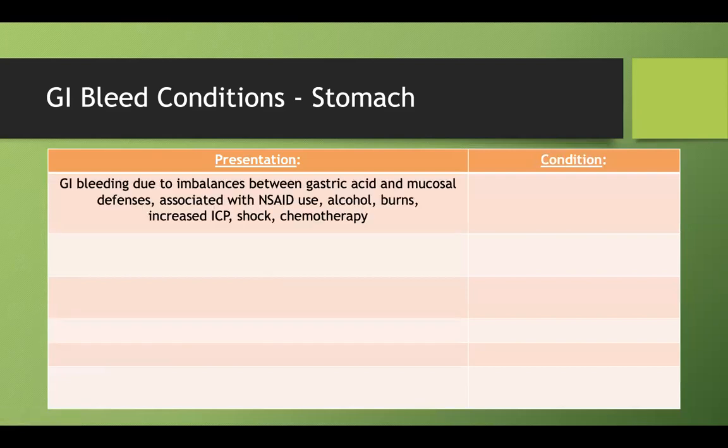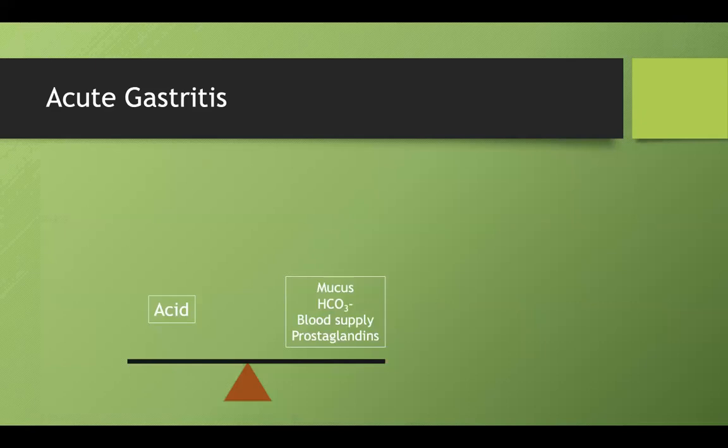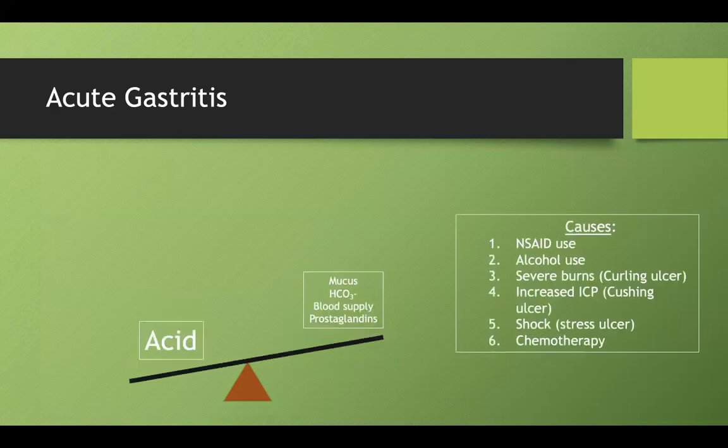How about stomach conditions that cause GI bleed? So what's a GI bleed that's caused because of imbalances between gastric acid and mucosal defenses? There's an association with NSAID use, alcohol, burns, increased intracranial pressure, shock, and chemotherapy. That we're talking about acute gastritis. And acute gastritis, I tried to keep it simple when we talked about it in the stomach lecture. It's just basically where you have too much acid and not enough defenses. And in that section, I go over why all 6 of these can cause acute gastritis, and that can cause bleeding.